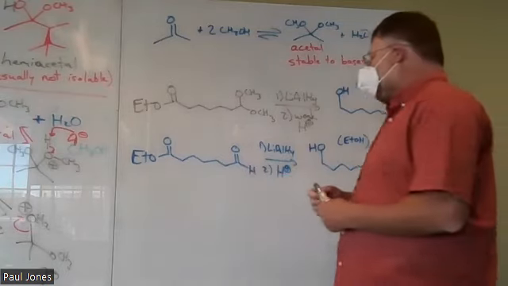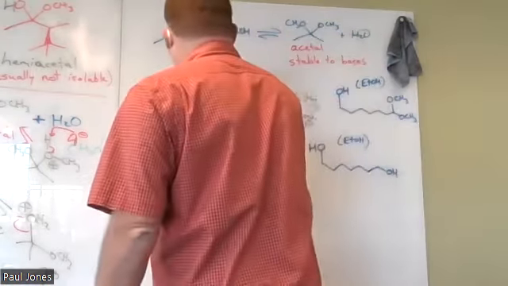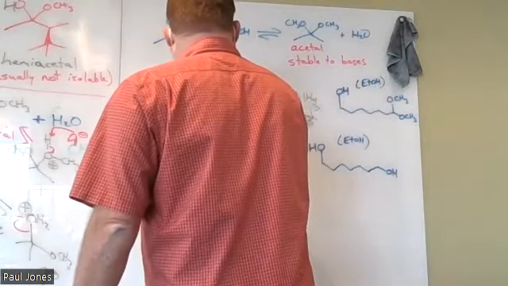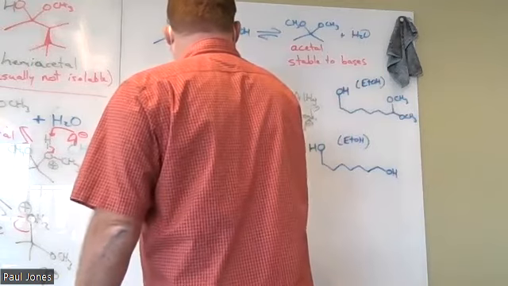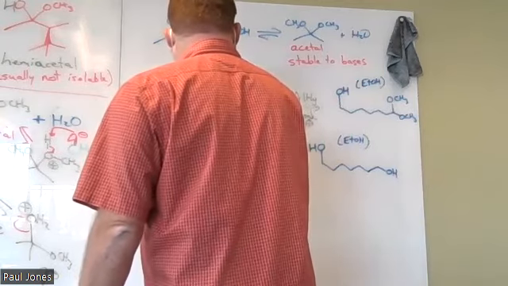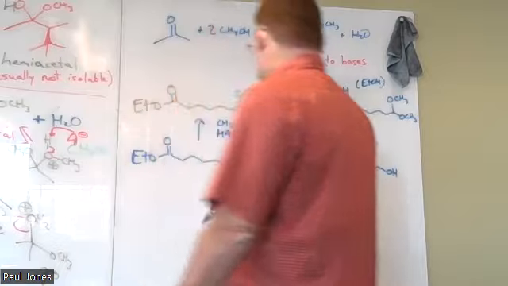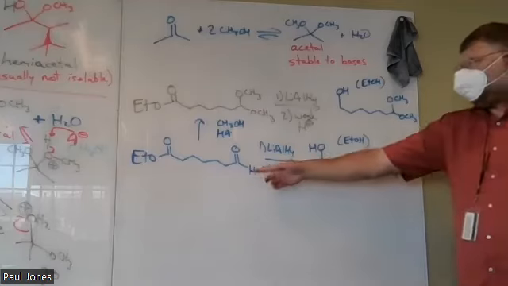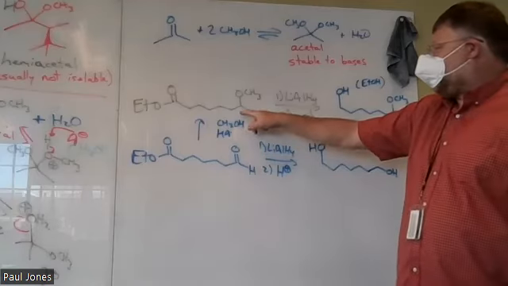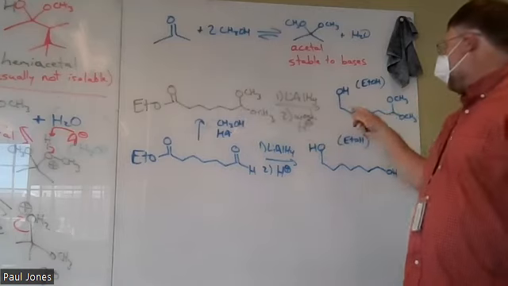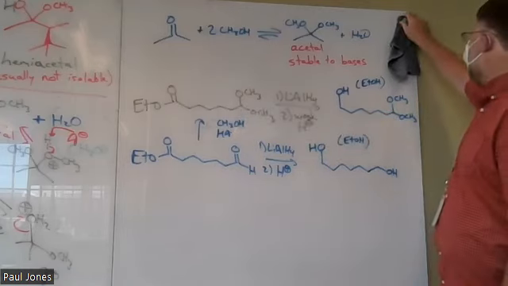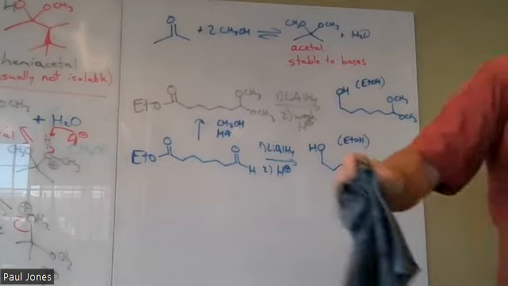So what we would normally do then is we would make that acetal first. If you want to reduce the ester without reducing the aldehyde, the aldehyde is more reactive. So we make the acetal, we reduce the ester, and then we can hydrolyze.